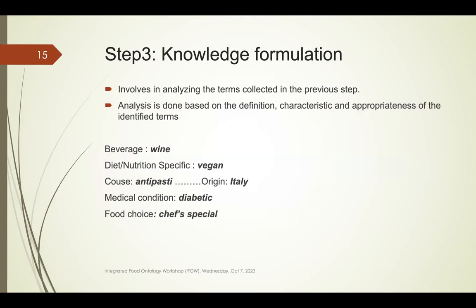So as part of the knowledge formulation process, which involved analyzing the terms which we collected, we identified the beverage as wine, diet nutrition specific would be vegan. If the course is antipasti, then the origin would be Italy. Medical condition would be diabetic, food choice would be chef's special. And we went ahead with the definitions and characteristics, and it was quite a rigorous approach. Can we go to the next slide, please?